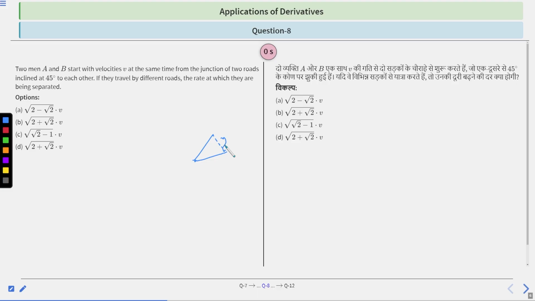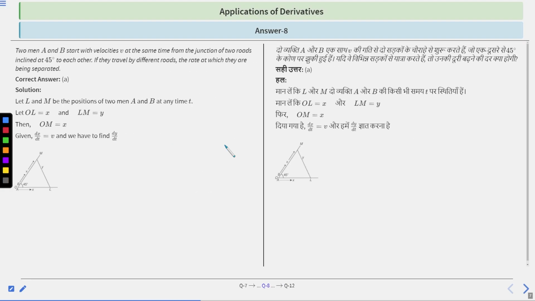Okay, let's move to the solution part. Suppose L and M are the positions of the two men A and B. L is the position of man A and M is the position of man B at time t. Clear? Suppose OL is equal to x. O is this, L is this, M is this. OL is equal to x, LM is equal to y.